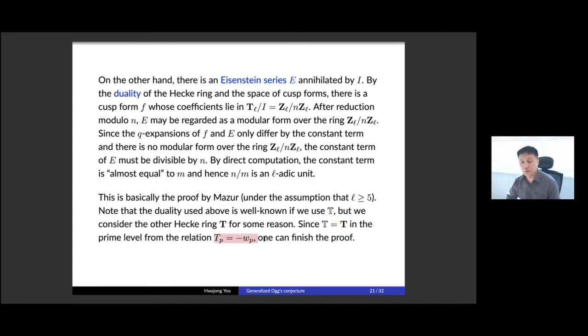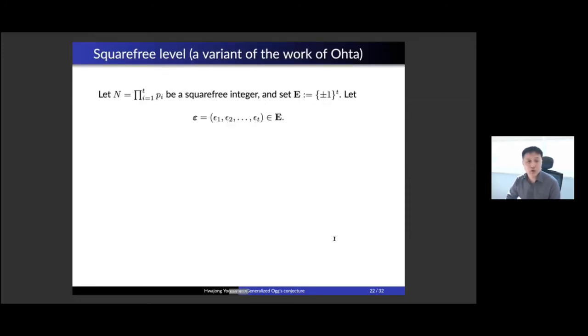So this finishes the proof. And what about the square-free case? This is an argument different from the original argument of the author, but we use crucially his result in many steps. So this is not much different from his original work.